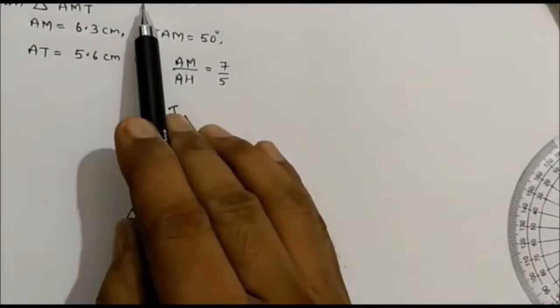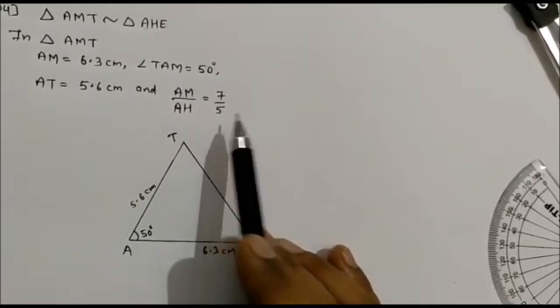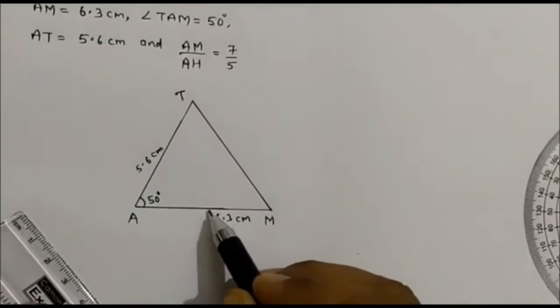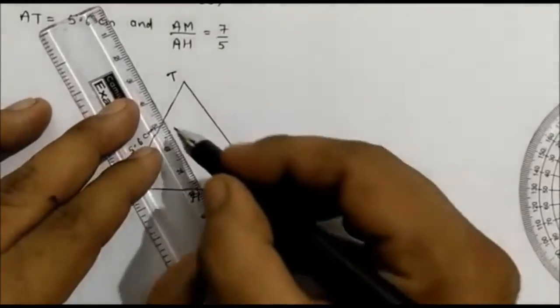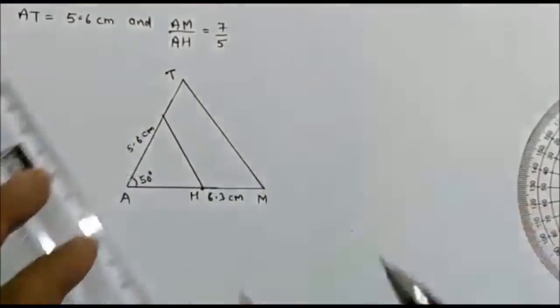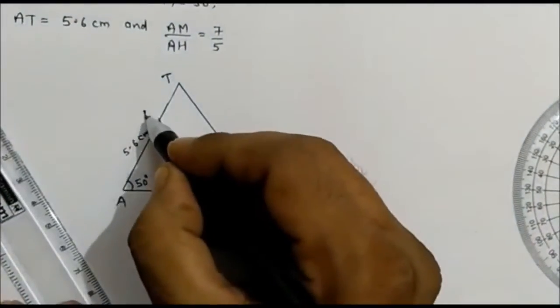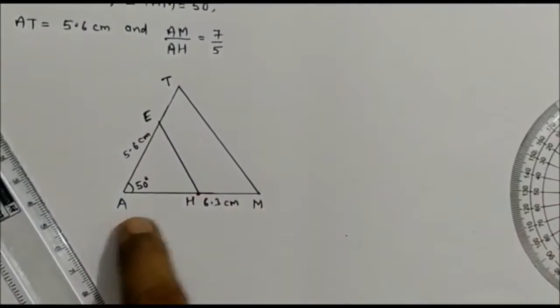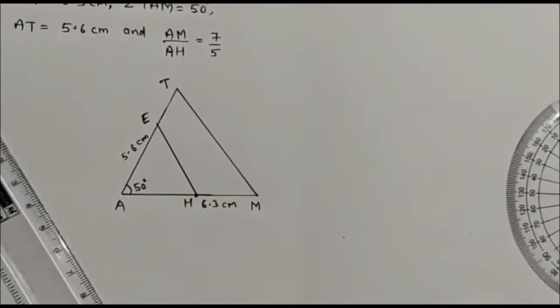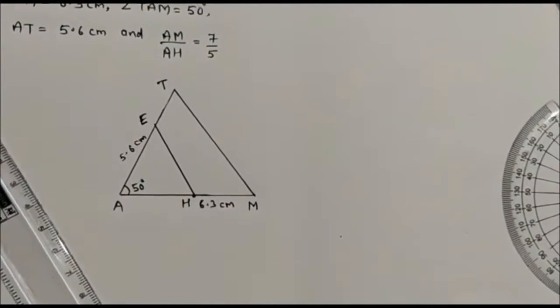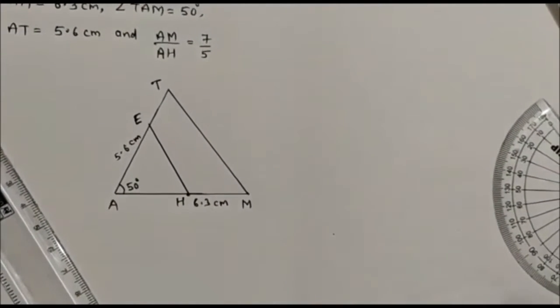Another triangle is AHE, and the ratio for AH is 5. So say here we'll mark one point H, and we'll join here. You can see that, and we'll mark point E here. So this is triangle AMT, and the other triangle is AHE. So we have to construct this rough figure. Now students, you can draw the rough figure.